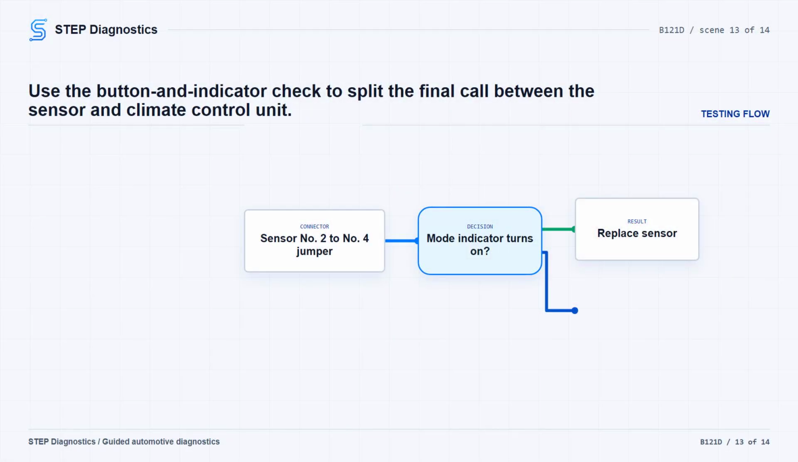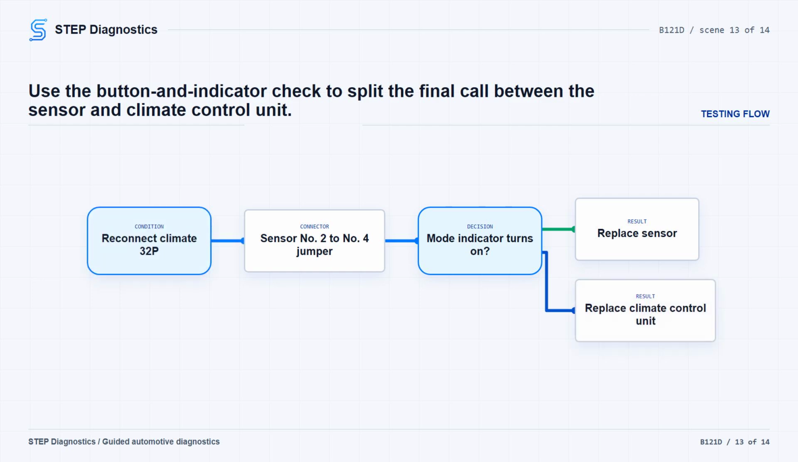For the final check, reconnect the climate control unit 32P connector. At the disconnected humidity/in-car temperature sensor connector, jumper No. 2 to No. 4. Turn the vehicle on, then press and hold the auto and on/OFF buttons. If the mode indicator turns on, replace the humidity/in-car temperature sensor. If the mode indicator does not turn on, replace the climate control unit.